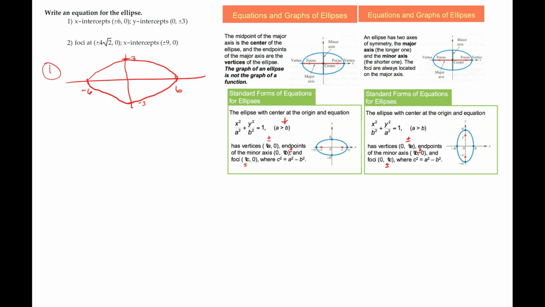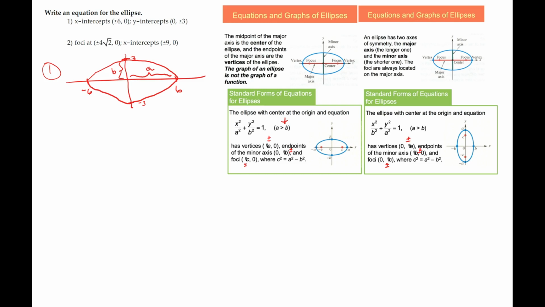So in this case, the measure here is our value for a, and the measure either here or right below it is the value for b.